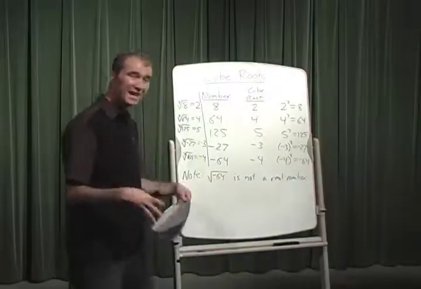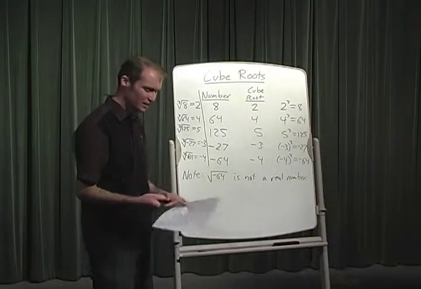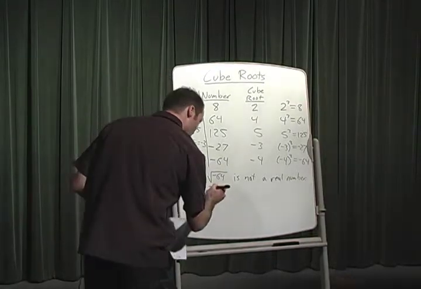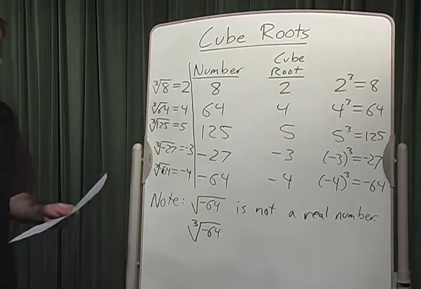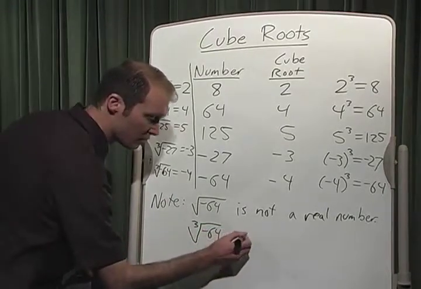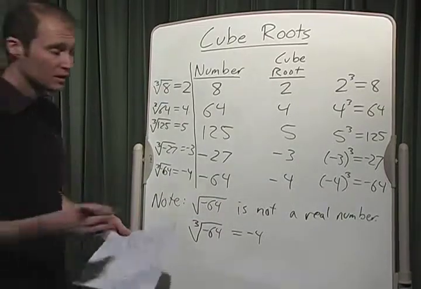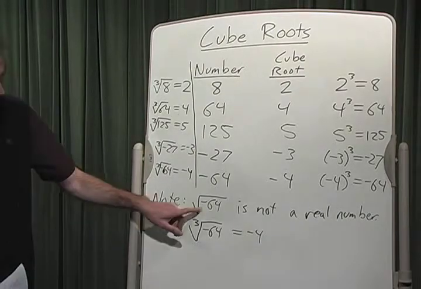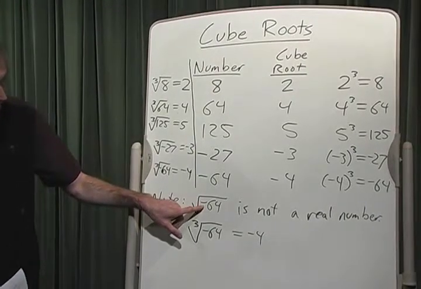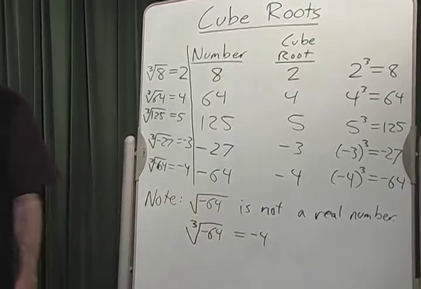Because I can't take any real number and square it to get negative 64. But the cube root of negative 64 is fine. The cube root of negative 64 is negative 4, because as we saw over here, negative 4 cubed is equal to negative 64. So the bottom line is that when you have a negative underneath a square root, it's not a real number. But a negative under the cube root is fine.